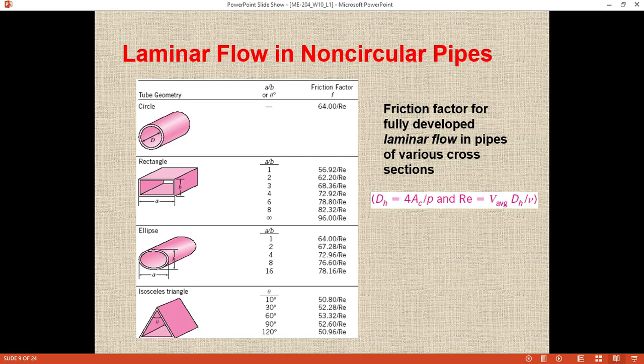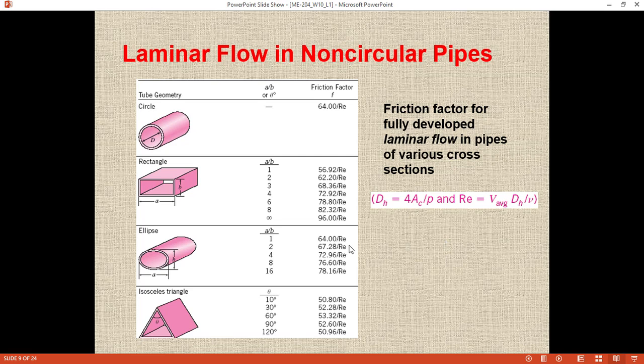Whatever the dimension of the non-circular pipe, we have a procedure to convert it into a hydraulic diameter, which we also discussed in detail in the Reynolds number topic. Here, if the ratio of the larger side to the smaller side is this, the Reynolds number for that particular cross section will be this. Or you can also convert directly by using this formula.